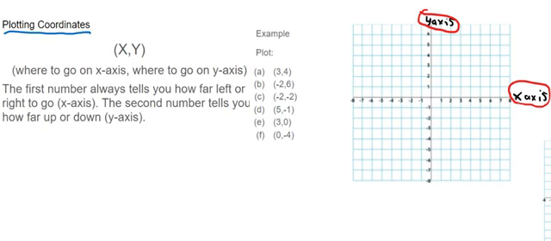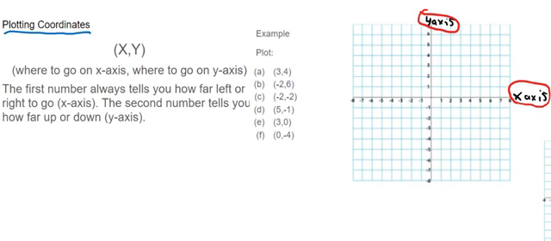So coordinates then are things like these things here in the middle. We're going to plot these in a second. But if you go over to the left, so x, y, the first part of a set of coordinates will always be the x value, and the second part will always be the y value. The x value tells us where to go on the x-axis, and the y value tells us where to go on the y-axis. So the first number always tells you how far left or right to go. The second number tells you how far up or down to go.